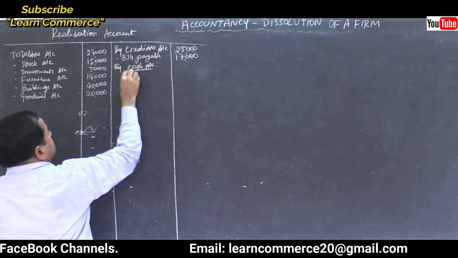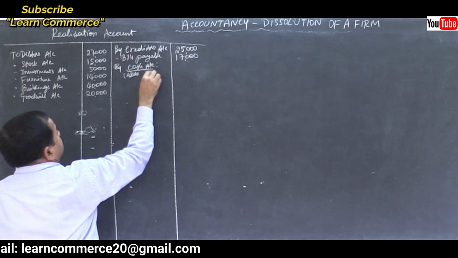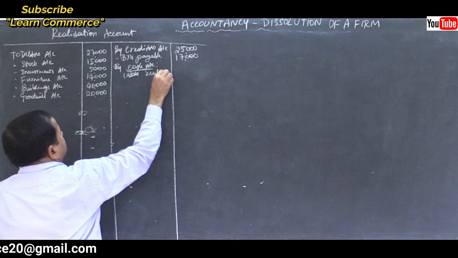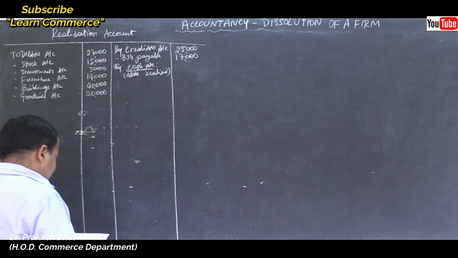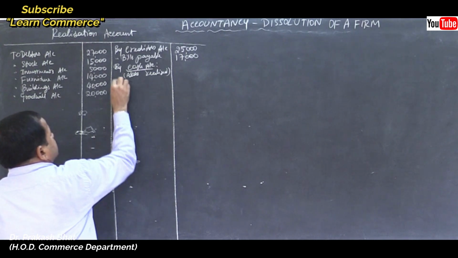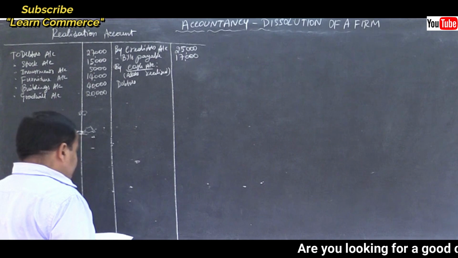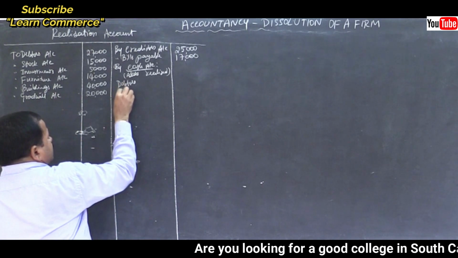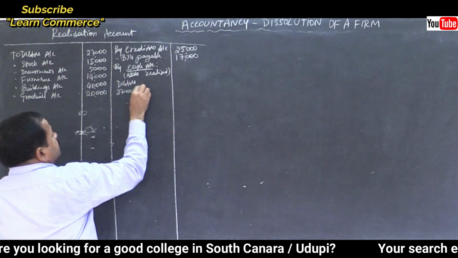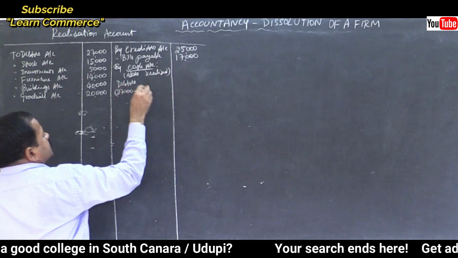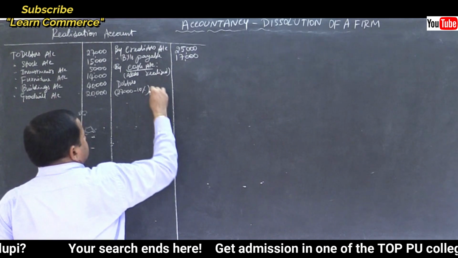Under that, assets realized. Write one by one. The assets realized. Debtors, how much? 27,000 minus 10%, right? Minus 10%. So it will be 24,300.